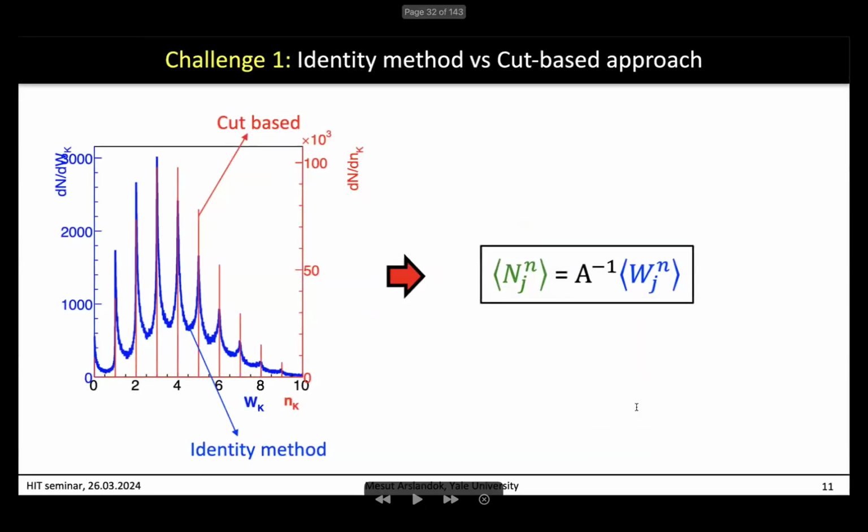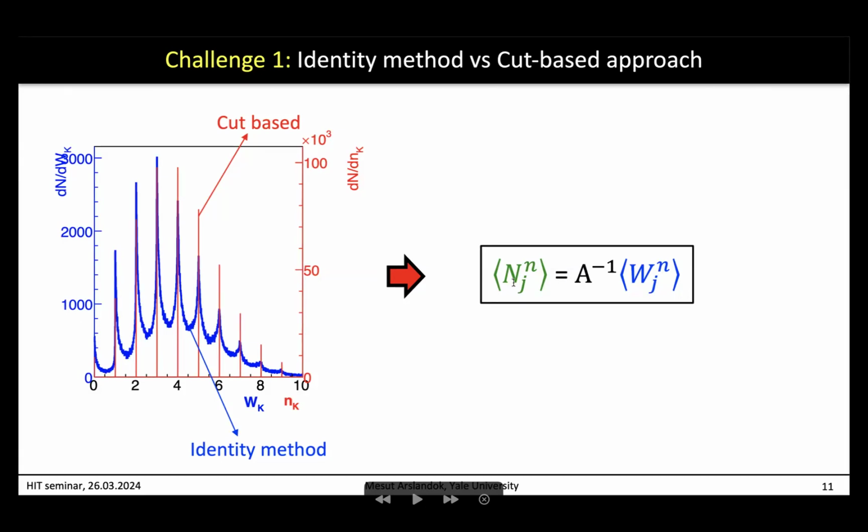And in the end, when I do it with all the particles, I get such a distribution. One is this blue, which is this probability counting input for the identity method, and the other one is this cut-based approach, where we have always integer numbers. And this is my distribution, as I have shown you also before. In the cut-based, you get directly your moments of particles. It's very trivial. And in the identity method, you do this unfolding approach. And in the end, you get the same number.